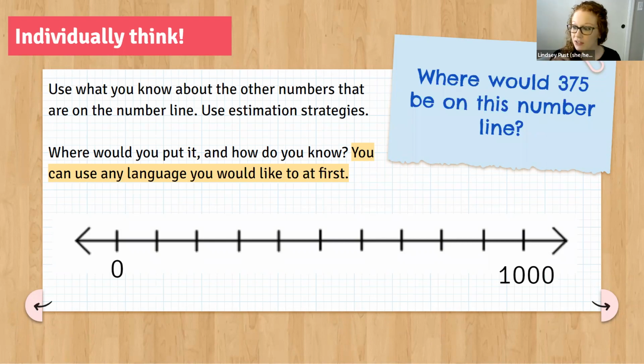Using what you know, and this is an individual thing, so don't say anything yet in the chat, but using what you know about the other numbers that are on the number line, and you can use estimation strategies, where would you put 375 on this number line? I want you to think about this. Maybe you jot it on a piece of paper. You can use any language you would like to at first, but just think, how would I describe where 375 is using any language? So I'll give you a minute to think just individually.